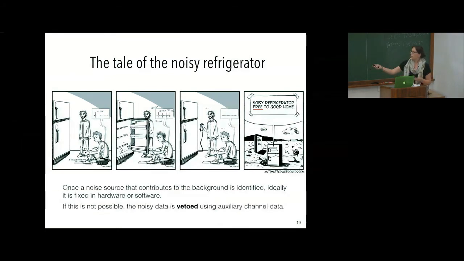So that's the ideal case, that we remove the noise from the data. If we can't do that, then the noisy data is vetoed using this auxiliary channel data. So I will say, okay, anytime that I see this particular magnetometer has a glitch at this frequency, then I'm going to cut that chunk out of the data. And this is what we feed to the astrophysical analyses while they're searching for gravitational waves.